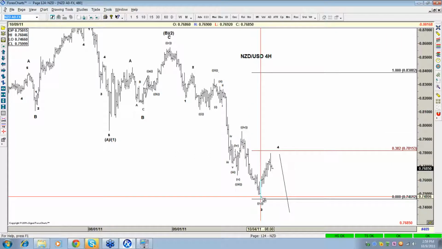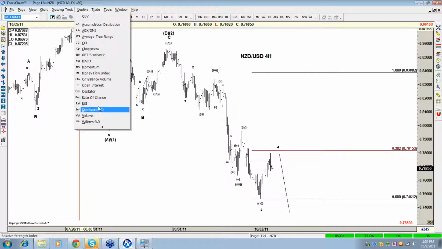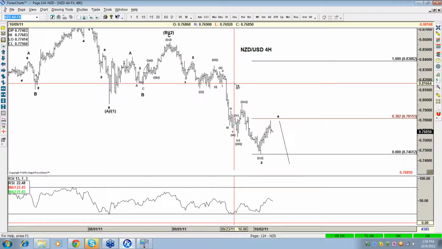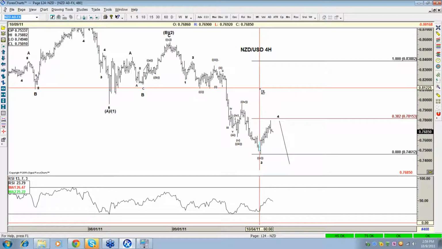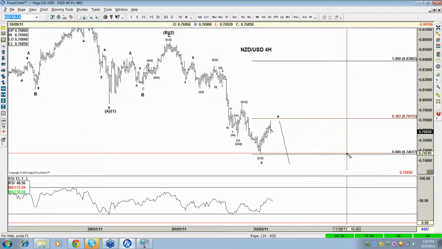1, 2, 3, 4, 5, 6, 7. You need one more low. In New Zealand, most likely. RSI. Wave 3, wave 5. You need RSI; 99% of the time it is going to give you what we call a triple divergence.